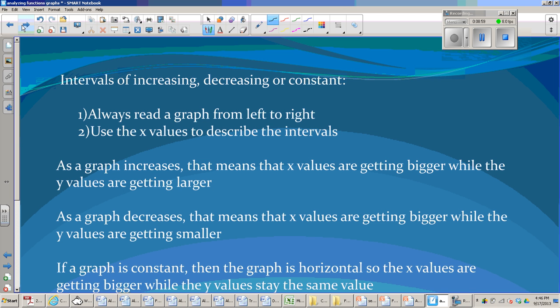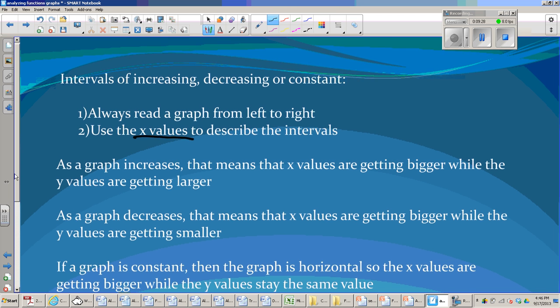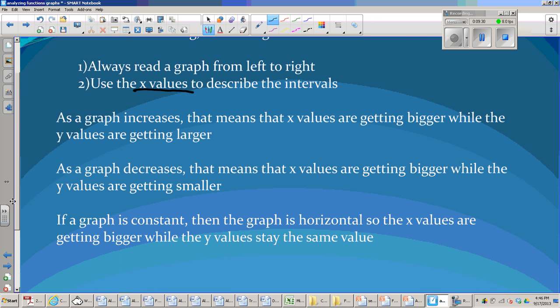Next thing we want to look at is intervals of increasing and decreasing. Always read the graph from left to right. Use the x values, guys, to describe the intervals. As the graph increases, that means x values are getting bigger while the y values get larger. As the graph decreases, the x values are getting bigger while the y values are getting smaller. If a graph is constant, then the graph is horizontal, so the x values are getting bigger while the y values stay the same.